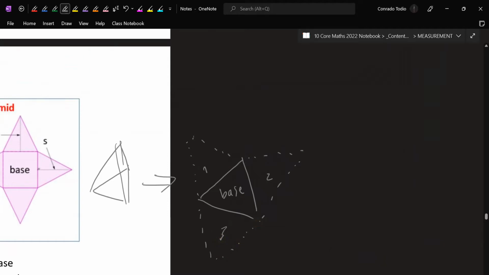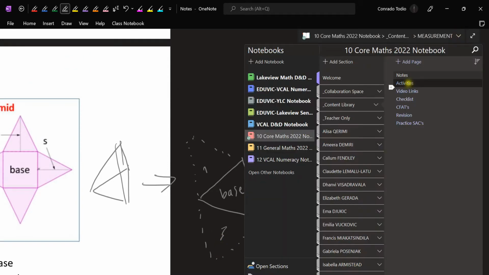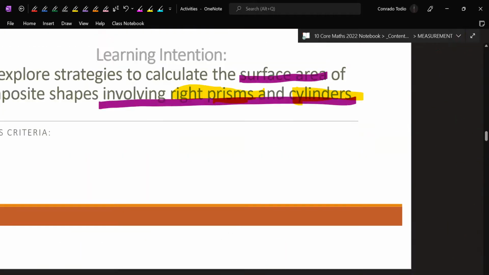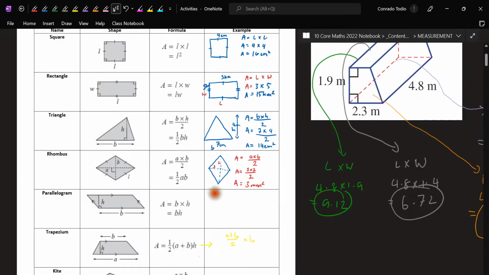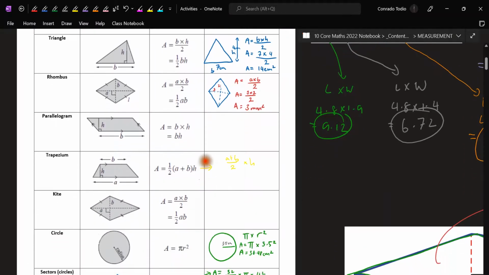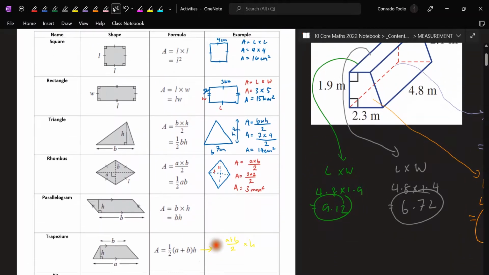Okay, and if you need to figure out or remember what the formula of the triangles are, or whatever shape you are, remember at the start of this topic, I gave you this. Refer to this again if you need to figure out certain areas that you forgot.